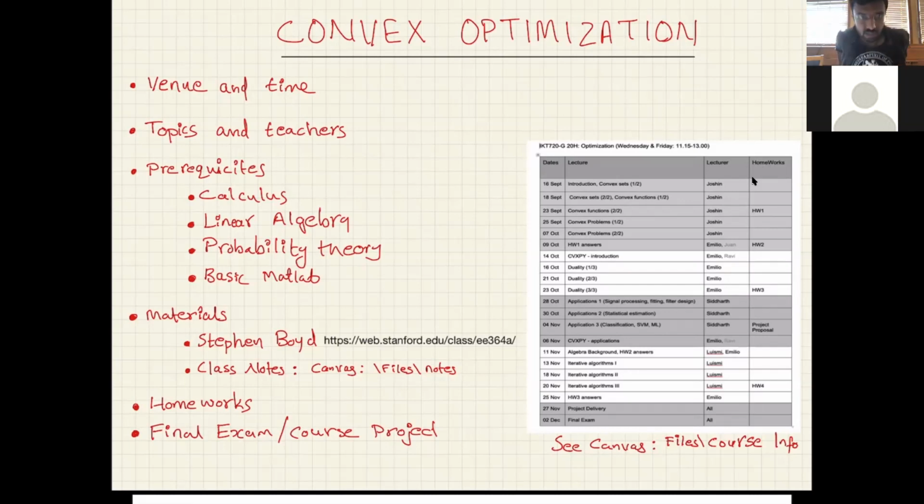This is the first class of convex optimization. So I hope this is clear. Everyone can see the slides, right? Arnold, you can see also, right? Clearly. Yes. Okay, good. So, our course is on convex optimization.